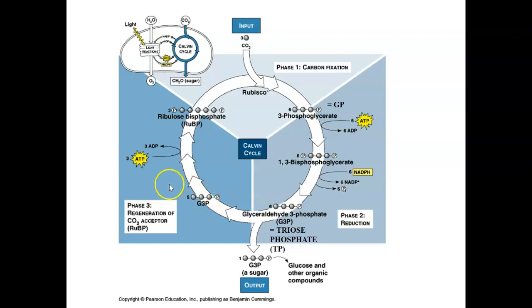In the next phase, it's going to be the regeneration of our RuBP phase. In this phase, these 5 molecules of TP get rearranged into 3 molecules of ribulose bisphosphate. We're going to spend 3 more ATP here. This is the reason why it's called a cycle, because we start with ribulose bisphosphate and we end with the same molecule. We remake it in the cycle.